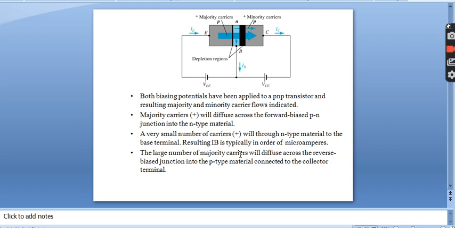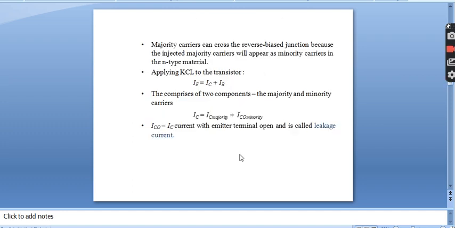The remaining amount of the charge carriers will diffuse into the collector region, that means the n-type material, that is the collector region with p-type material. That will be connected to the collector terminal. So the majority carriers can cross the reverse biased junction, because the injected majority carriers will appear as minority carriers in the n-type material. So most of the majority carriers will cross the reverse biased junction.